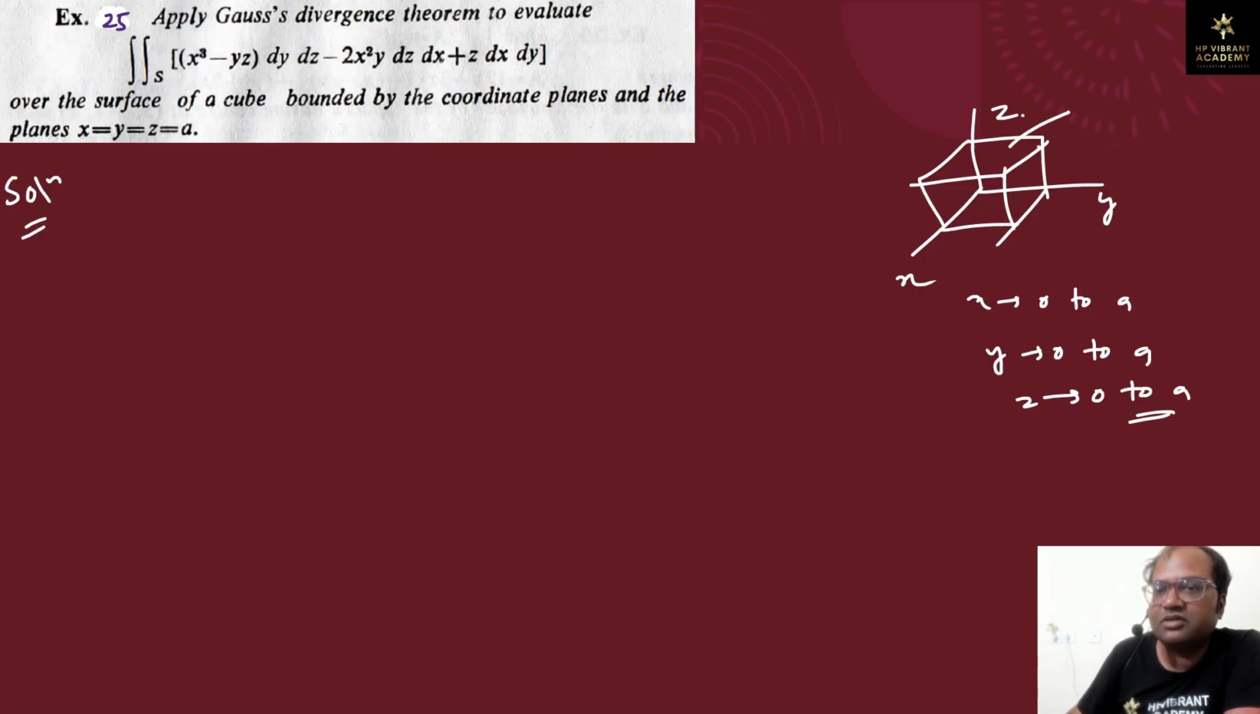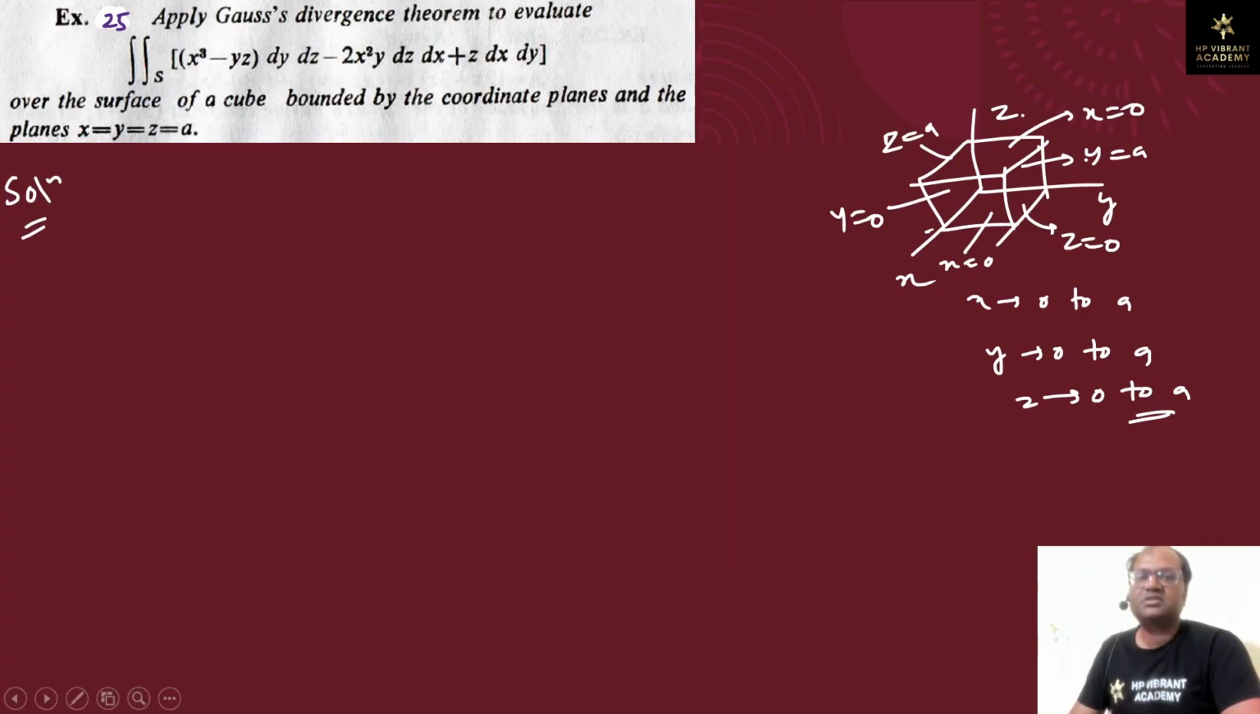So these are the coordinate planes, that is x is equal to 0, y is equal to 0, and z is equal to 0. So this is bounded by the coordinate planes, and the planes x is equal to y is equal to z is equal to a. So this is x is equal to a, this is z is equal to a, and this is y is equal to a. Okay, so these planes are bounding this surface. This surface is being bounded by these 6 planes. So 3 are the coordinate planes, and the rest of the 3 are the planes x is equal to y is equal to z is equal to a.